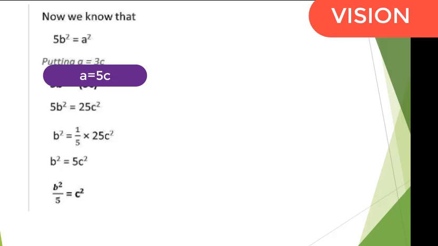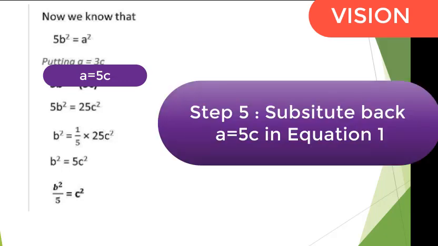Step number 5. In step number 5, we substitute the A equal to 5C that we identified in step number 4 back into the first equation. This is the standard procedure. The same way we follow it for the next sums, for finding or proving the irrational numbers.